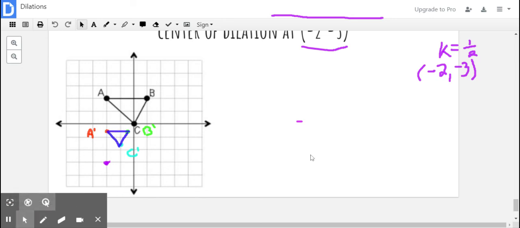So a key thing with dilations to finish this off, when you are at the origin, you can always just multiply your points by your scale factor to determine your new points of your image. When your center of dilation is not the origin, it becomes a little bit more challenging. You have to use the scale factor to figure out, well, if I need to go 4 spaces up and 3 spaces over, I need to multiply those distances by my scale factor to see how far up or over or sideways or down I might need to go to get to my new point on my image.